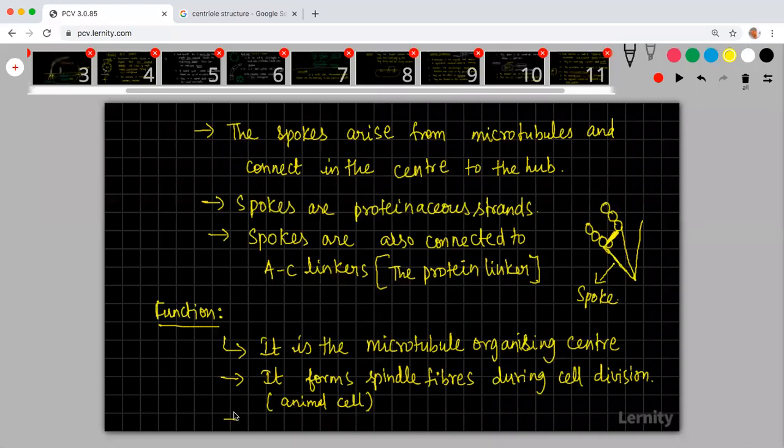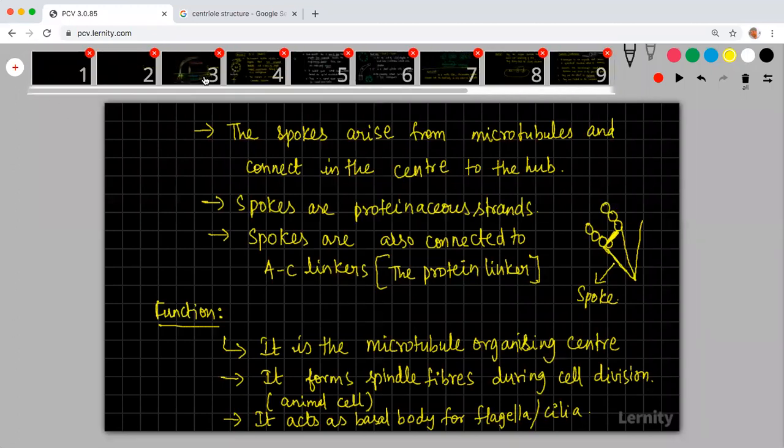Okay, it acts as a basal body for flagella. It acts as a basal body for flagella or cilia. Okay, so with this we are completing centrioles. Centrioles is over. Tomorrow we will see nucleus, and day after tomorrow we'll see nucleus, and we'll complete this chapter. 2 more classes, this chapter will be over.